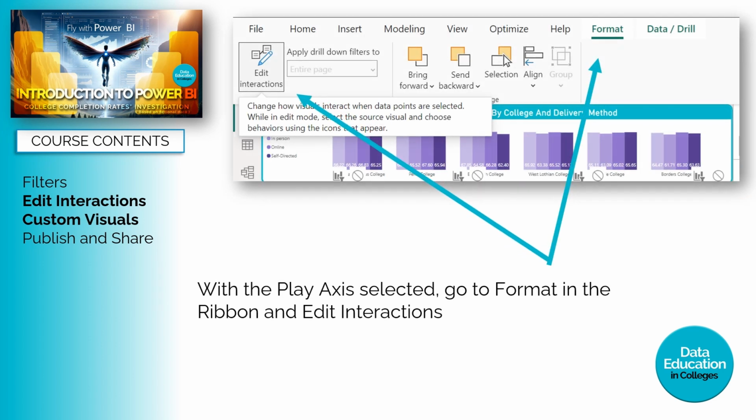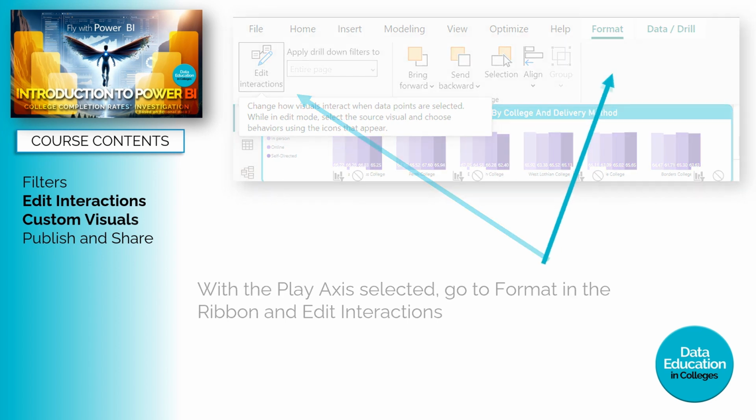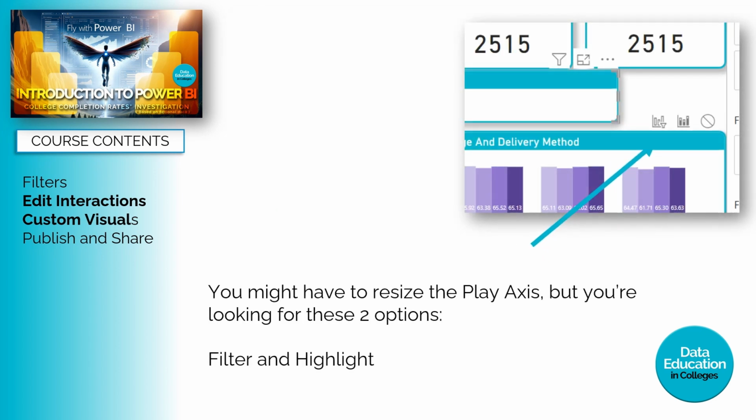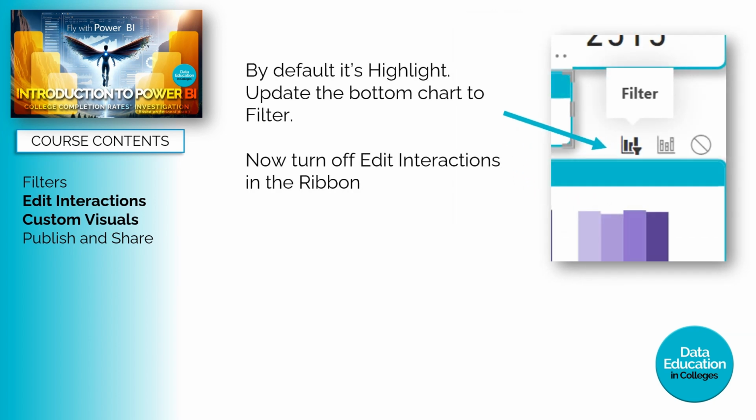With the play axis selected, go to format in the ribbon and click edit interactions. We're going to change the way that this slicer interacts with one of the charts. You might have to resize it slightly to see the options, but you're looking for these: filter and highlight. By default, it's highlight. But on the bottom chart, change to filter and then go up to the ribbon, turn off edit interactions.